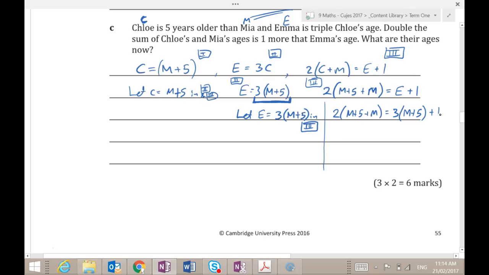Now I just work backwards. If I solve for M, I can work out Mia's age. Then I can go from there to work back to Emma's age, and then to Chloe's age. So let's rearrange it. I can simplify inside the brackets first. I've got 2M plus 5. The other one I can already expand, so it's 3M plus 15 plus 1. Expanding on the left, I've got 4M plus 10, 2 5s are 10, equals 3M plus 16.